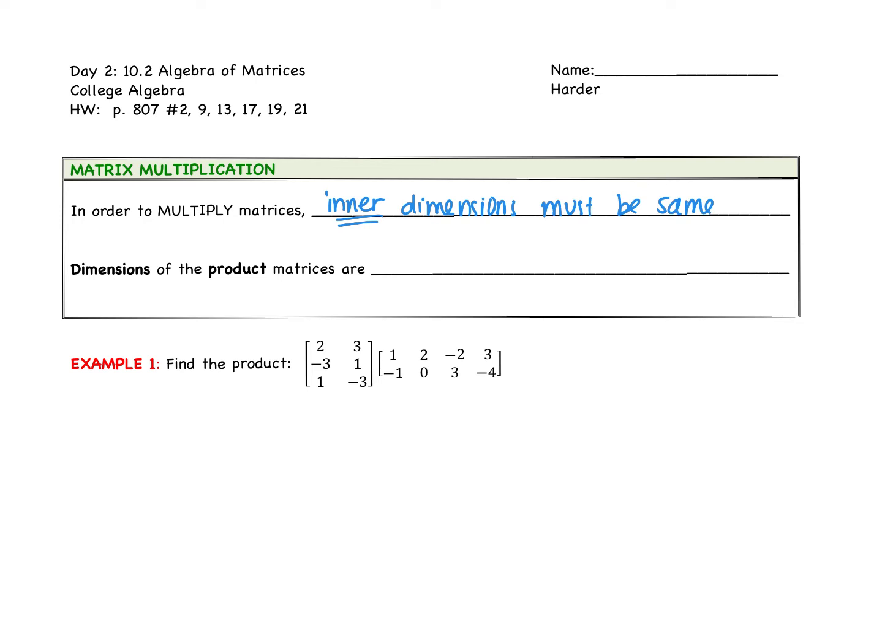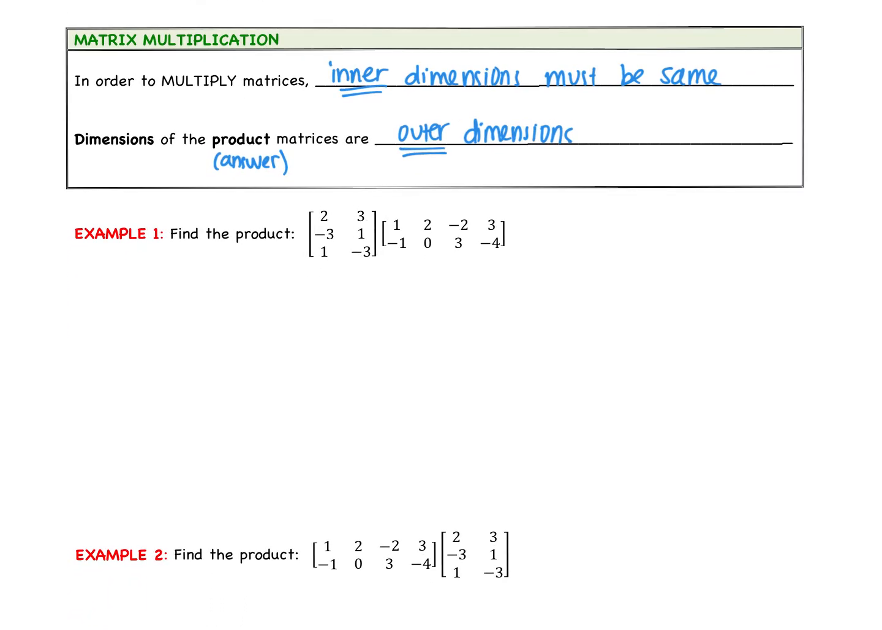The dimensions of the product matrix, by product, I just mean the answer. So the answer that you're going to get after you multiply is the outer dimensions. So this is all based on whether or not you can write the dimensions of a matrix. You have to be able to write the dimensions in order to multiply.